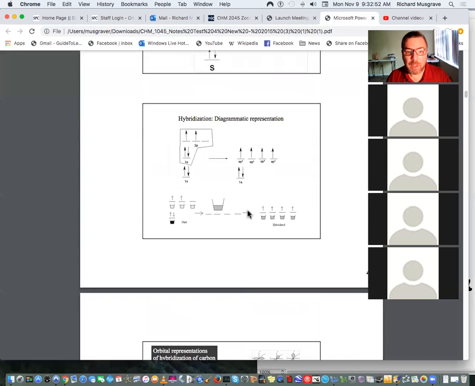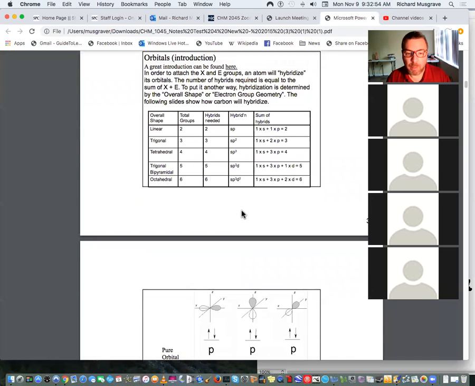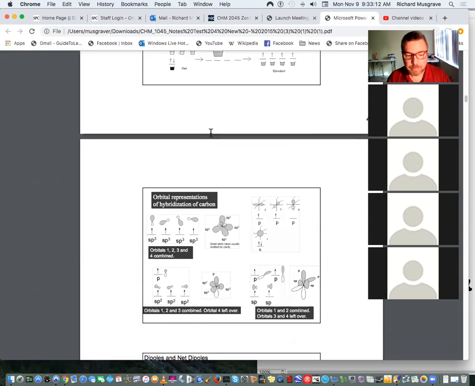But the most important thing that I want you to be aware of here is the link between the overall shape, because we can get that fairly easily, and how many hybrids we need in order to achieve that shape. Anyway, I'll go into more of that once we go through some examples.